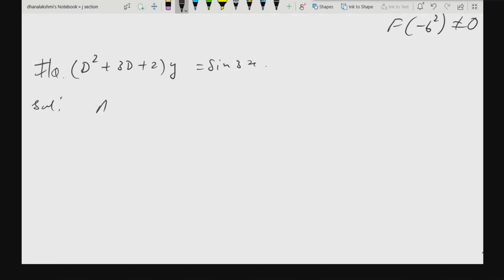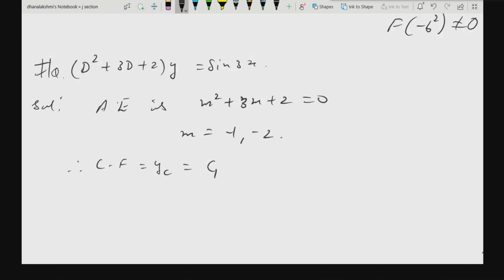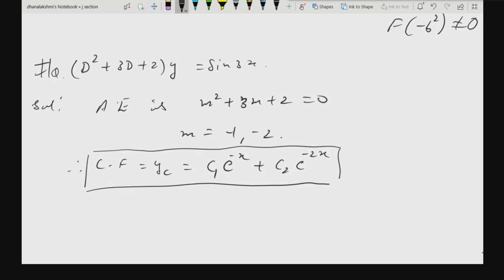So first write down the auxiliary equation. The auxiliary equation is m² + 3m + 2 = 0. What are the roots here? Minus 1, minus 2. Therefore the complementary function, that is yc, is equal to c1... Roots are real and distinct, so the complementary function will be c1 e^(-x) + c2 e^(-2x). This will stay as it is; later we will use it in the final solution. This is just a part of the general solution.